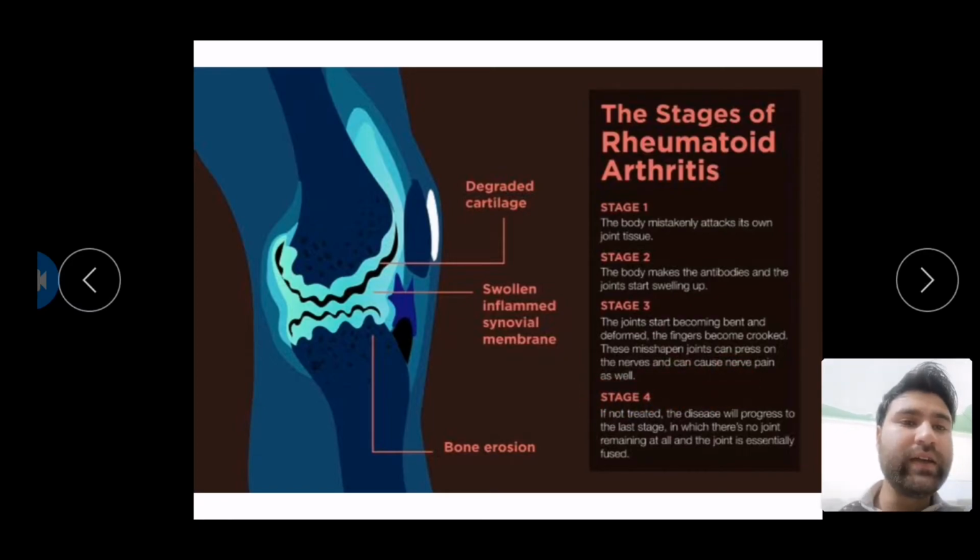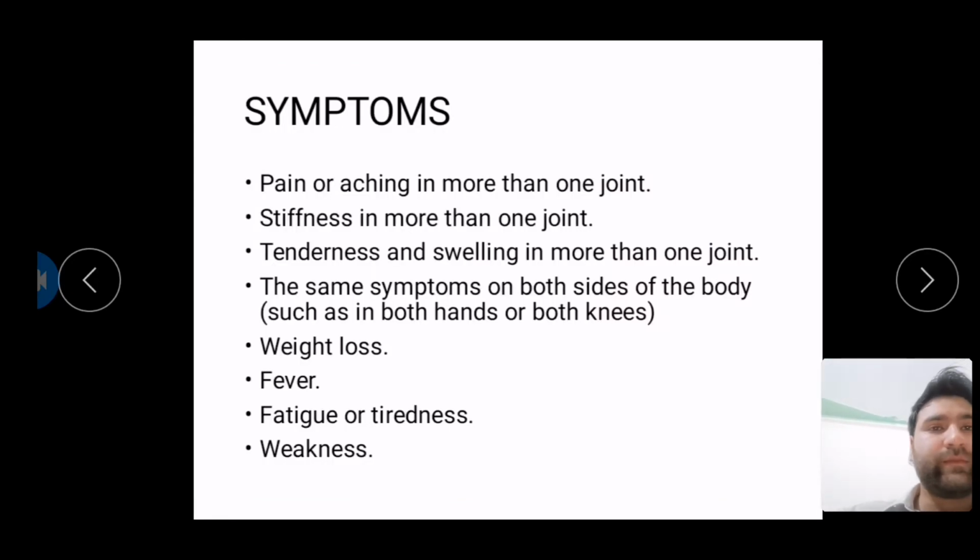Here you can see degraded cartilage, swollen and inflamed synovial membrane, and bone erosion in case of rheumatoid arthritis. In stage 4, if rheumatoid arthritis is not yet treated, the disease will progress to the last stage, in which there is no joint remaining at all and the joint is essentially fused. So the joint cavity is fused in stage 4.